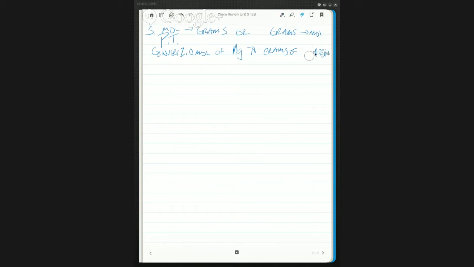Oh, why didn't I just use the symbol there? Okay, so it might also say how much does 2.0 moles of magnesium weigh? All right. So whenever you see weigh, you know they're talking about mass. Weigh means mass. So that's going to be converting to grams.